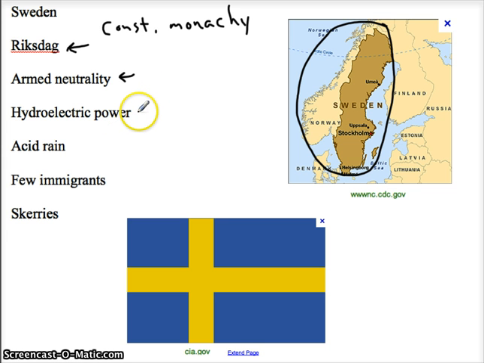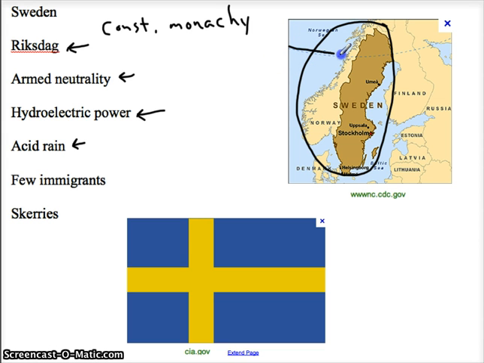Sweden is known for its hydroelectric power. That's power generated from water. It has many exports. You can see that it's right there on the sea. It can get things out to the world. And for some reason, they have quite a bit of acid rain despite not having a huge population compared to other places.